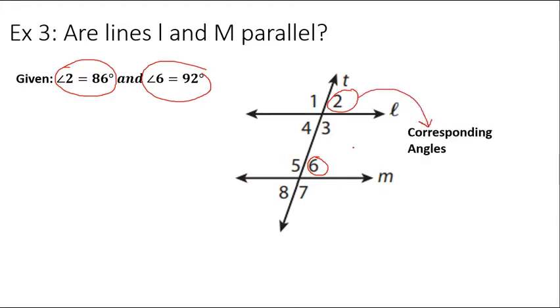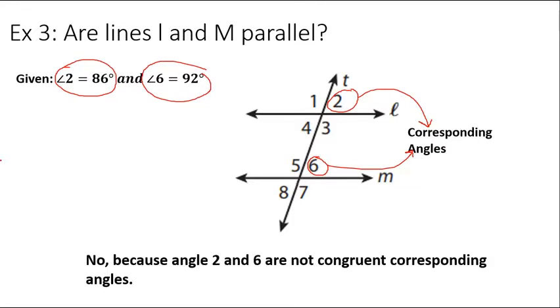And again, for lines L and M to be parallel, these two have to be congruent. But if you look at the two angles, angle 2 is 86, angle 6 is 92, they're not congruent, they don't have the same measure. So answering the question, we would say no, because angle 2 and 6 are not congruent corresponding angles.